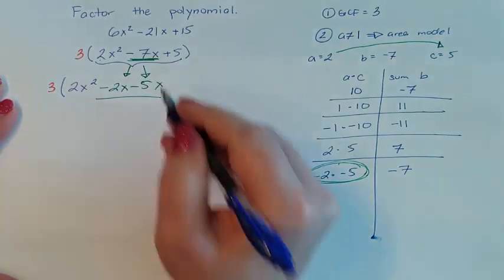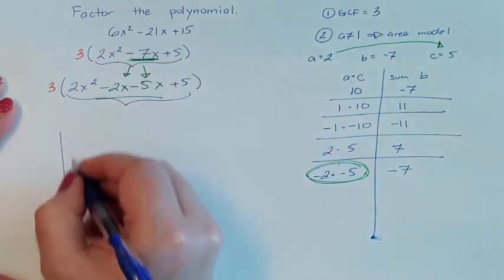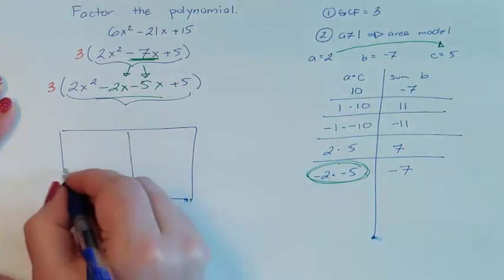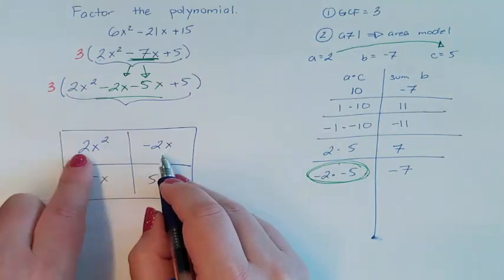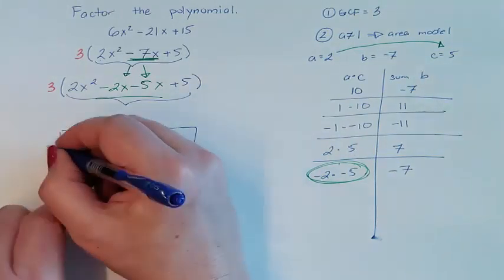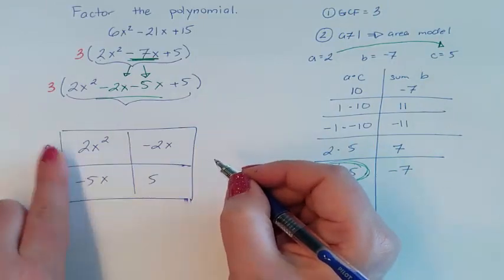And then I still have this plus 5. Now my polynomial has 4 terms, which means now I can actually use my area model. So looking at the top, the GCF between 2 and negative 2 is a 2. X squared and x is an x. So my GCF for the top row is 2x.